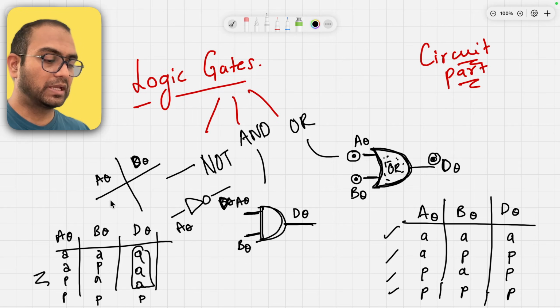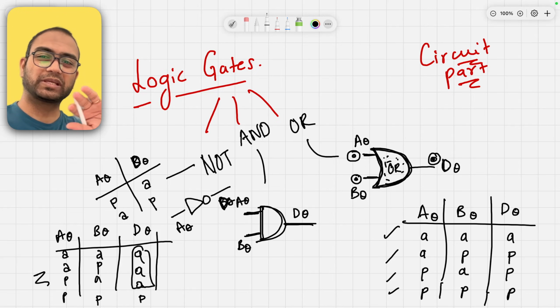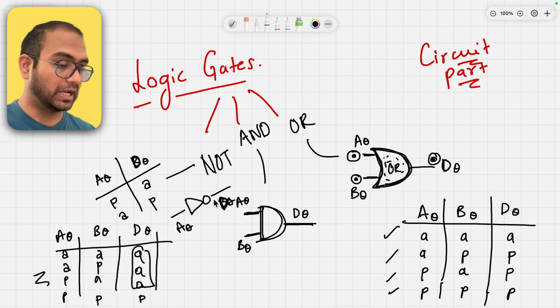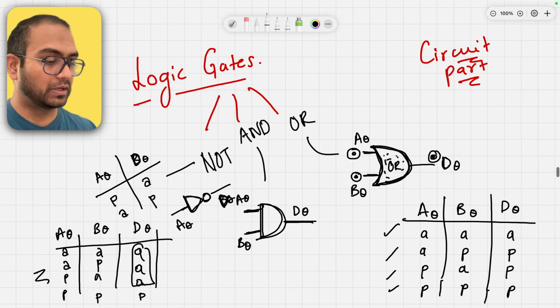So if the input is present, the output would be absent, and if the input is absent, then the output is present. So it, so to speak, inverts whatever the input is. And in fact, the other name for this NOT gate is called an inverter. All right.